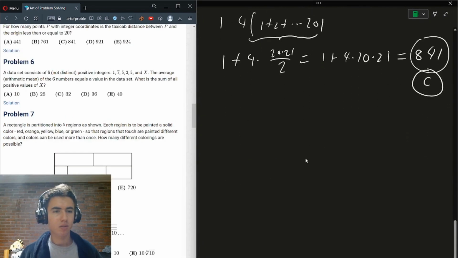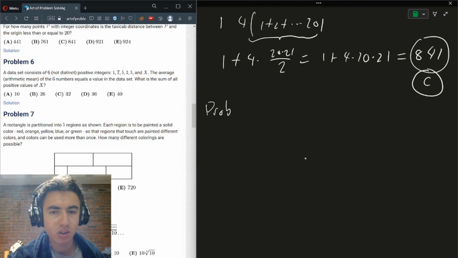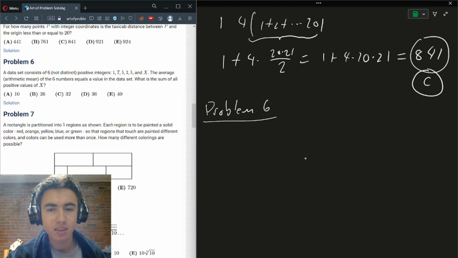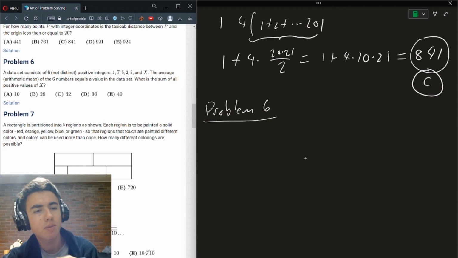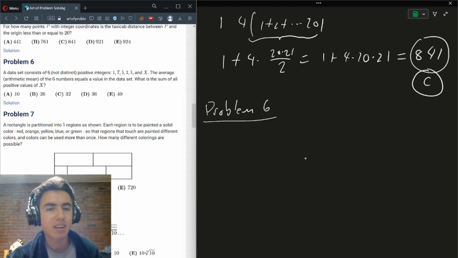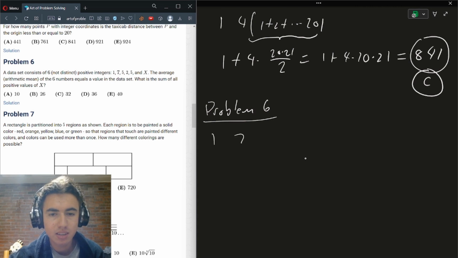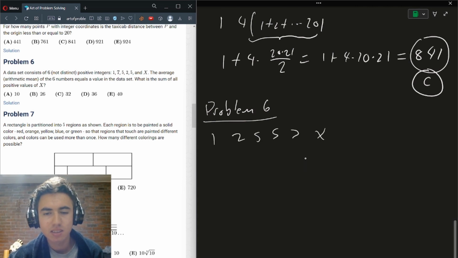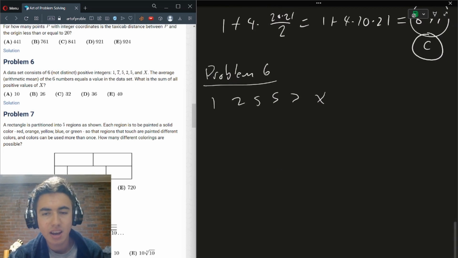Now in problem 6, we are given a set of numbers, and we don't know one of the numbers. We want to find what it can be if the average of the set equals one of the numbers from the set, right? The set is, in numerical order, 1, 2, 5, 5, 7, and x. We need the average to be equal to one of these numbers. There are only 5 different numbers it could be: 1, 2, 5, 7, and x itself. So let's just iterate through all of them.